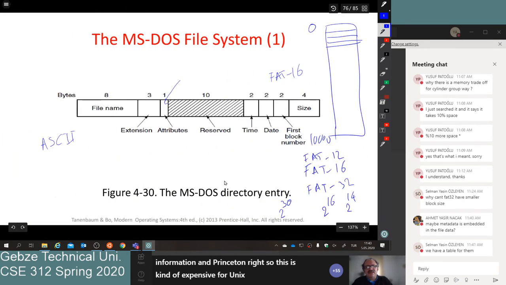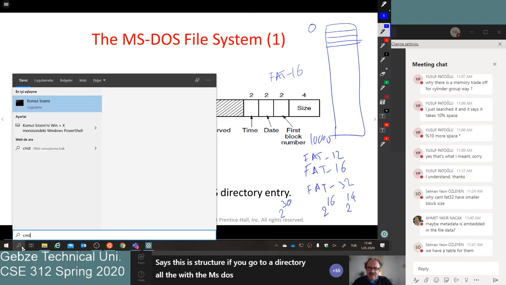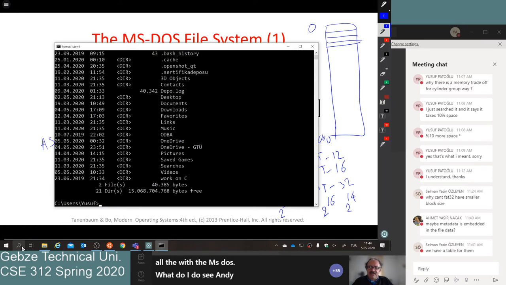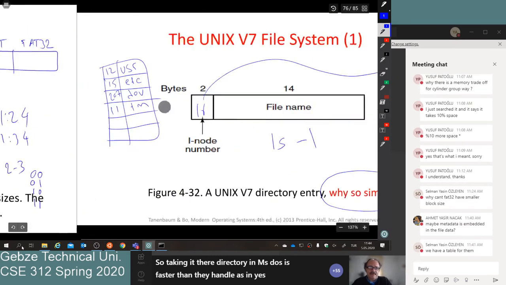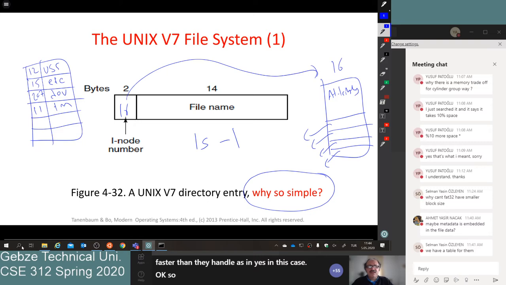For MS-DOS, if you go to a directory in CMD, when I say dir, it just reads the directory and all the information that is listed is available in that directory. It doesn't have to follow any links. So doing a dir in MS-DOS is faster than doing an ls in Unix in this case. So this is so simple because Unix keeps all the attributes in the inode.